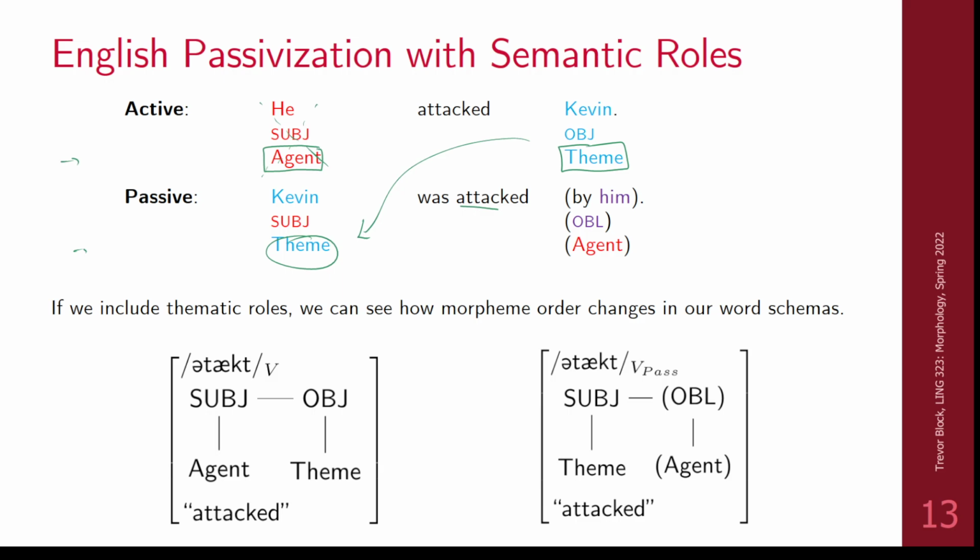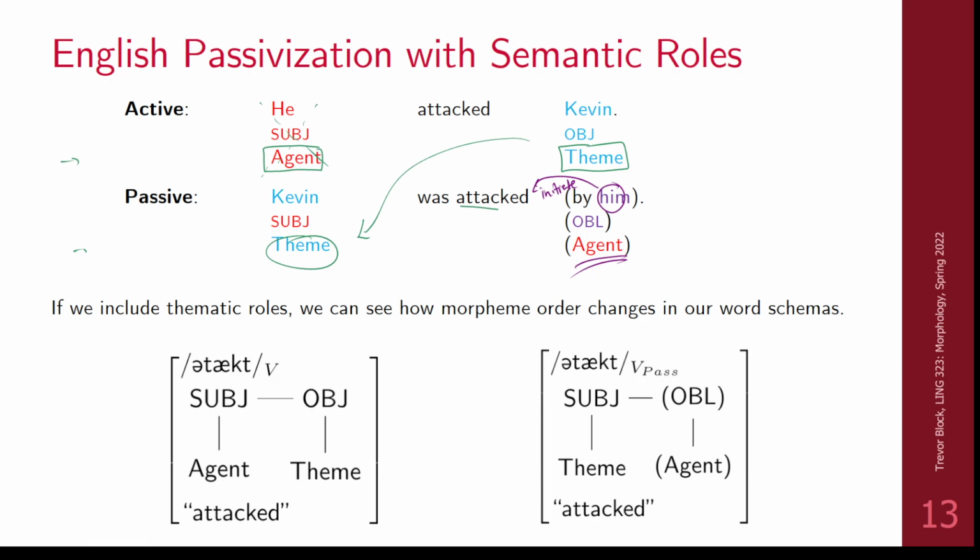Kevin was attacked by him. Well, he's the one doing the attacking. He's the one initiating the action. So this is still the agent. So even though there's movement, the thematic roles of these NPs that have been moved is still the same. So we can track the movement of the words with these thematic roles.